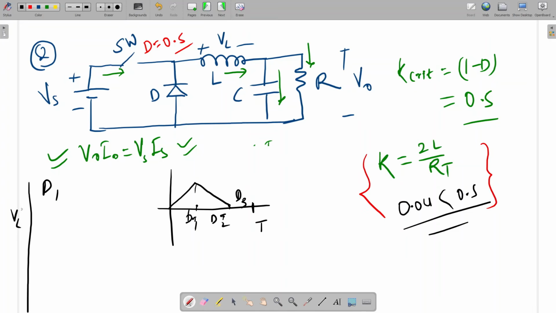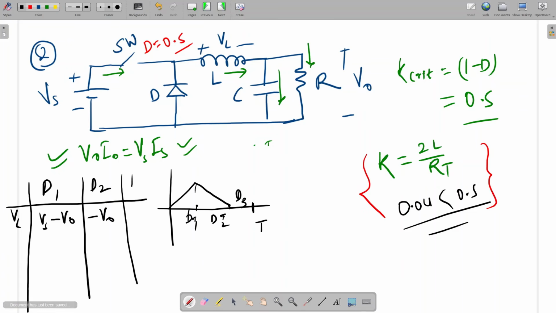Same, we can write the inductor voltage. During D1, the switch is on, so the inductor voltage will be Vs minus V0. During D2, the diode will conduct, so it will be minus of the output voltage. And during D3, the inductor current will be 0, so the inductor voltage will be 0. Is it clear?